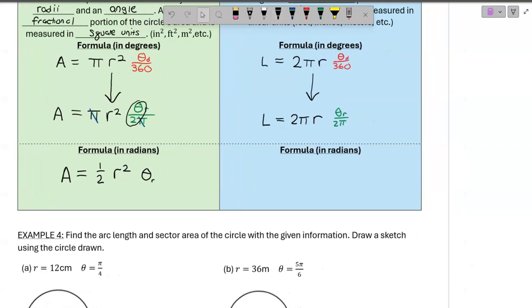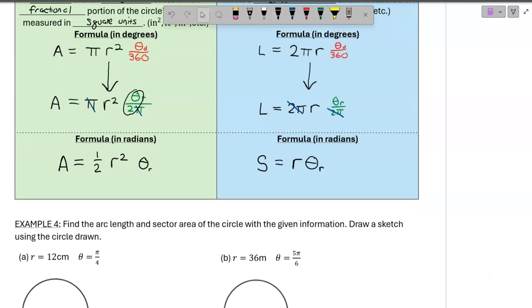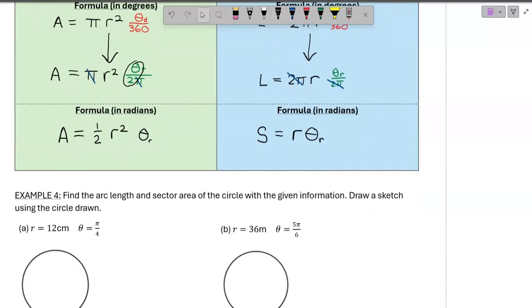What happens in the circumference, in arc length, is that the 2 pi's completely cancel, and we're left with, now the L does become an S, and I will explain in a minute why, simply r times theta. Once again, theta is in radians here. Now, S denotes arc length, and without going into a long reason why, it is a Latin word, and the word for arc length starts with the letter S.